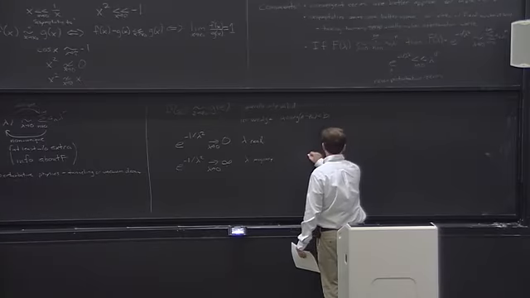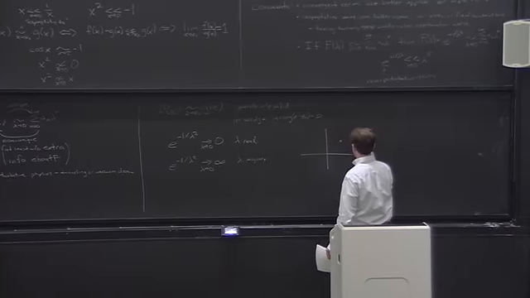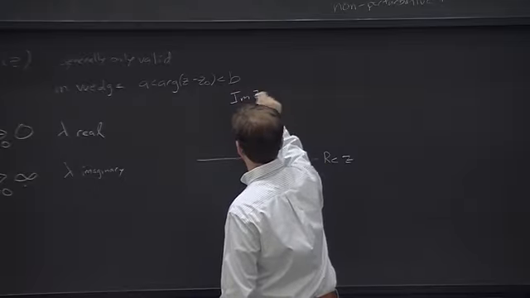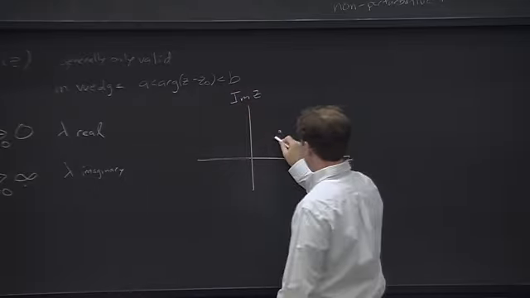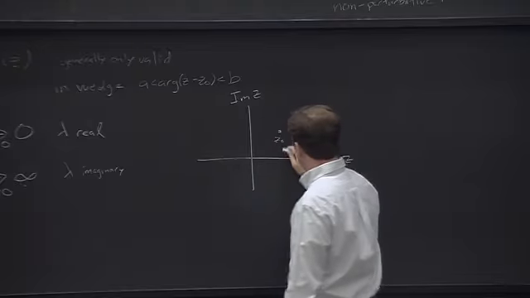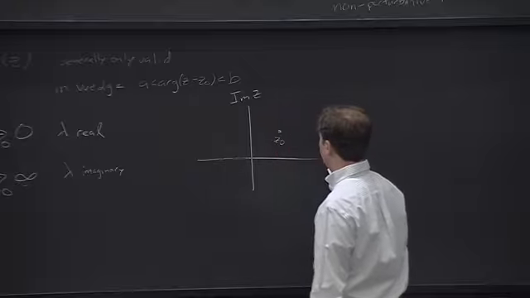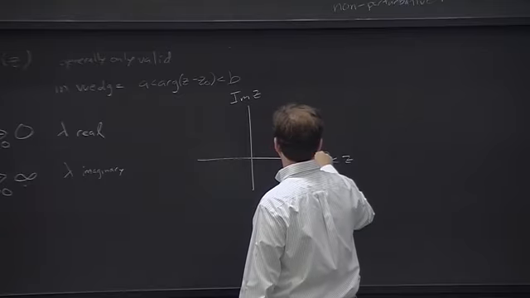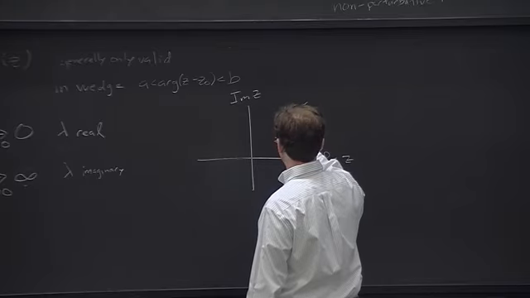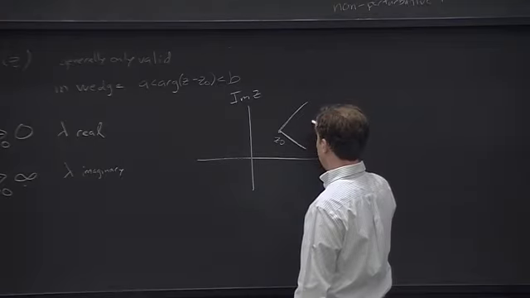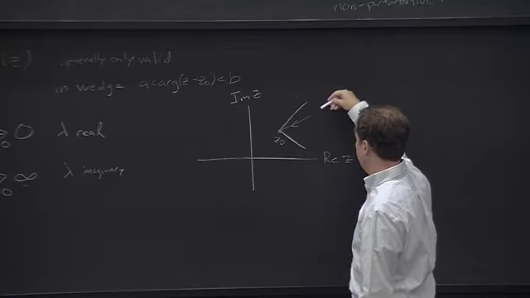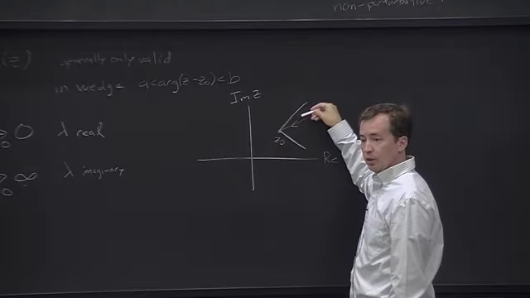Okay, so suppose we're interested in an asymptotic series. Here's the real part of z, here's the imaginary part of z. You want to have an asymptotic relation or asymptotic series around some point z naught. And so what this is saying is that generally there's some wedge in the complex plane where the asymptotic relation will be valid if we approach the point along some curve inside this wedge.